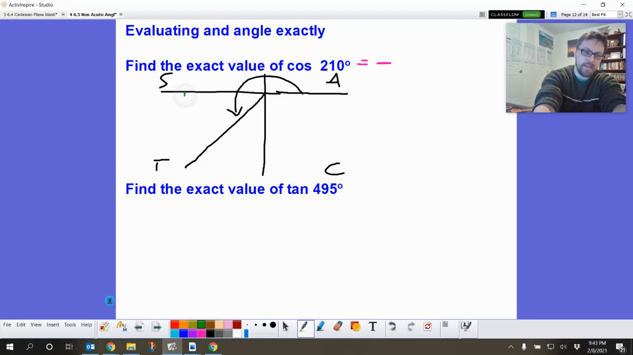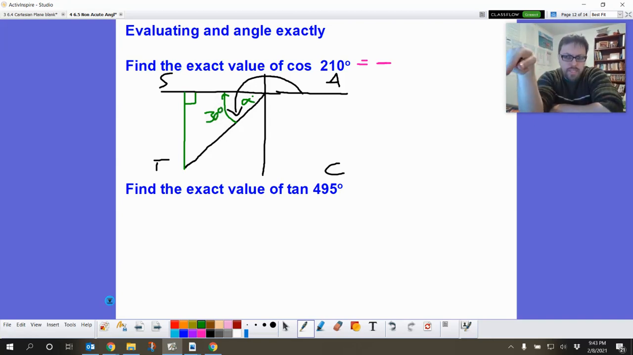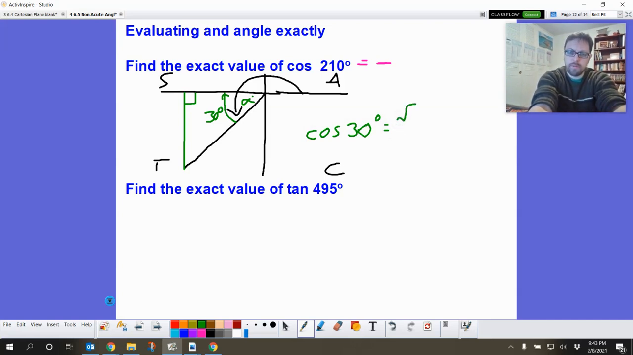Now, let's connect that up and make a nice right triangle with a reference angle in it. What is that reference angle? Well, the quickest way to the x-axis is 30 degrees. And we know stuff about 30 degrees. The cosine of 30 degrees is the square root of 3 over 2. That's one of the things we just want to kind of have memorized from those proofs.